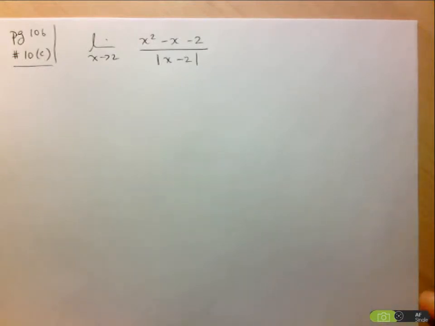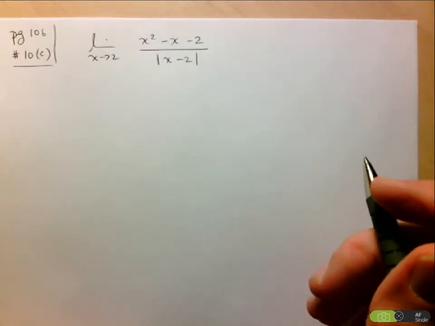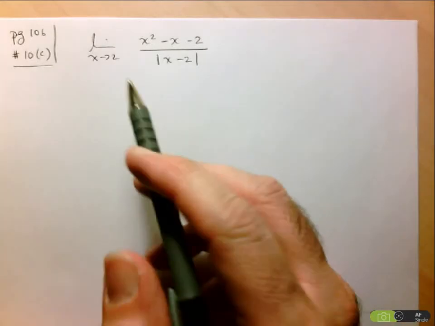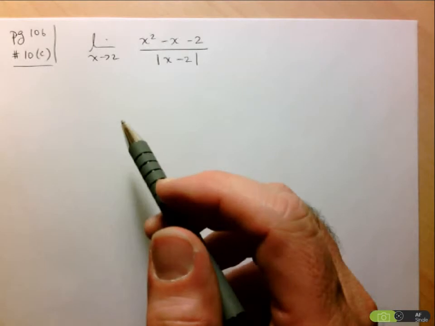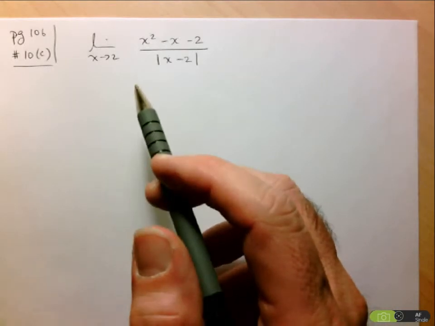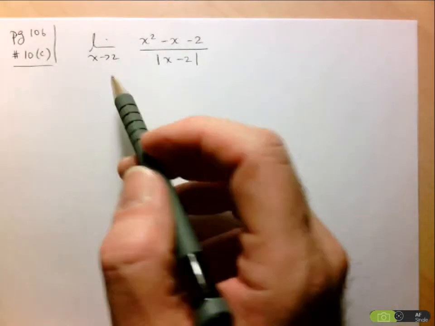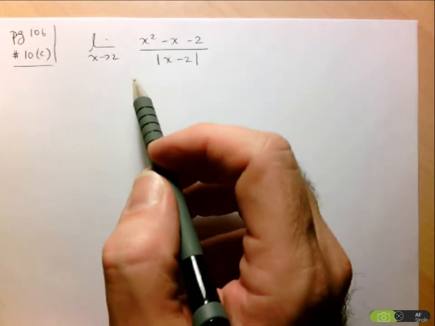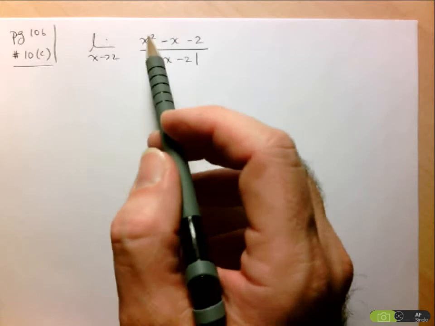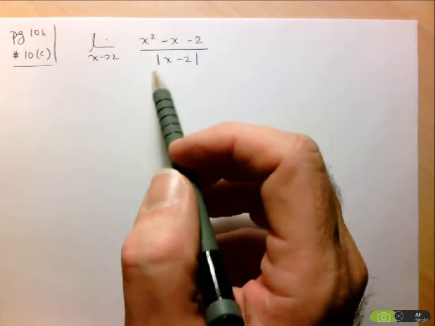Hi folks, we're going to take a look at page 106, 10C, and we've got this limit here. It's an interesting one because we do have an absolute value as part of the function that we're taking the limit of. So clearly there's an issue because the denominator is approaching 0, and we check the numerator. So 4 minus 2 is 2, minus another 2 is 0.